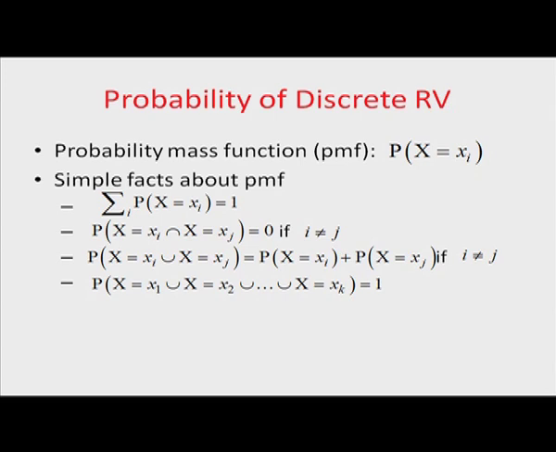Secondly, probability of X equal to xi union X equal to xj is probability X equal to xi plus probability X equal to xj, because they are disjoint outcomes, and the union of all these events, X taking each of these values, is equal to 1.